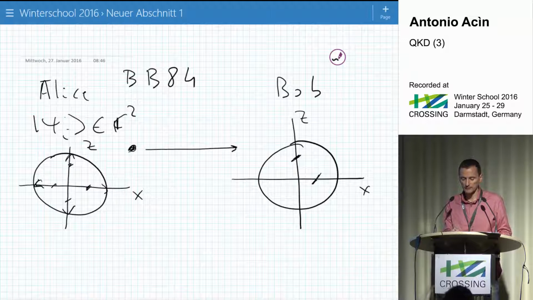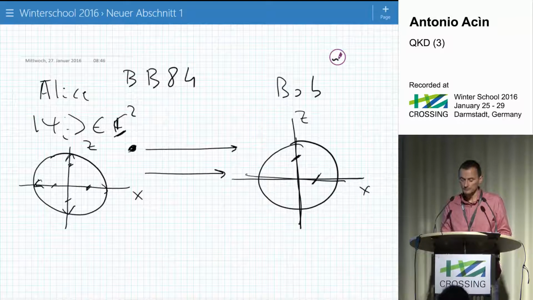The important thing is that there are quantum particles prepared in a given Hilbert space that go from Alice to Bob, and Bob makes some measurements on these quantum particles. So this is the definition of the protocol. This is the BB84 protocol.